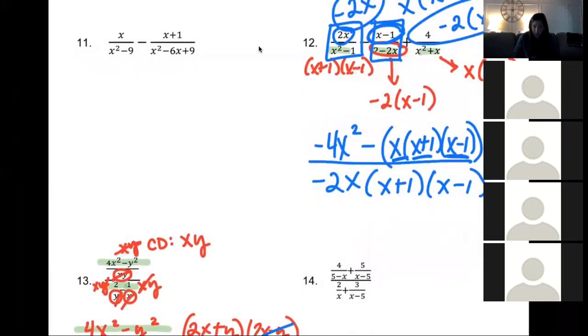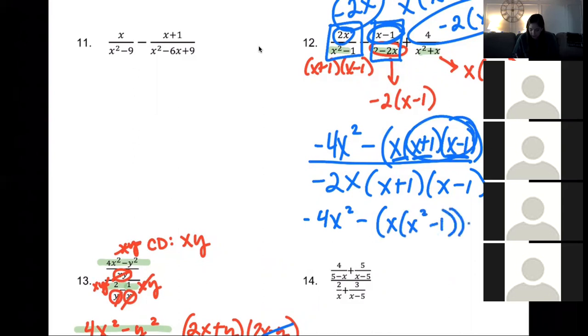So then at that point, I want to start multiplying or distributing. I'm going to leave the negative 4x squared as is, minus, if I were to start combining these, this is a difference of squares. So it would be x squared minus 1. And then minus 8x plus 8. So I just distributed that negative 8.